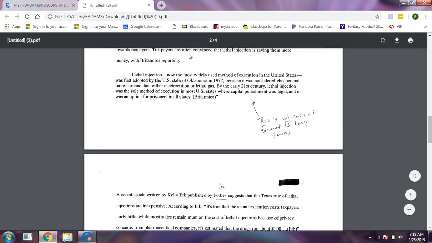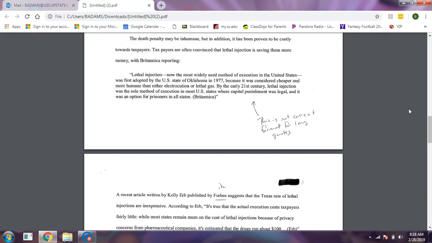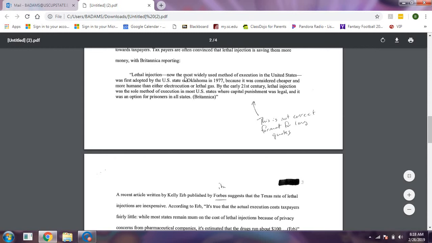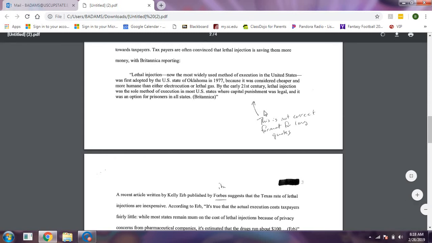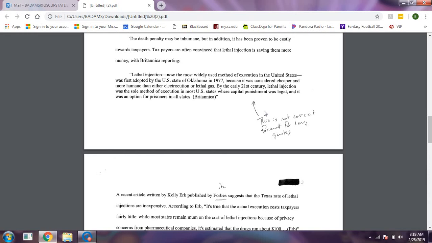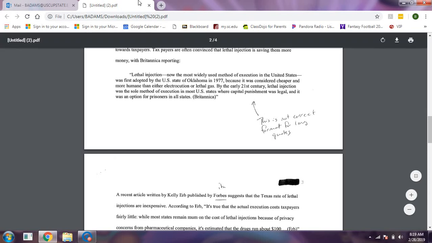Well, here's a weird thing. "Taxpayers" as one word, then "tax payers" as two words. Can't possibly be both right, so you should catch something like that. "Taxpayers are often convinced that lethal injection is saving them more money, with Britannica reporting," again, this needs to be in italics. And now this is just straight up the wrong format for a block quote. I don't know who told him to make the block quote look like this, but this isn't how it should look.